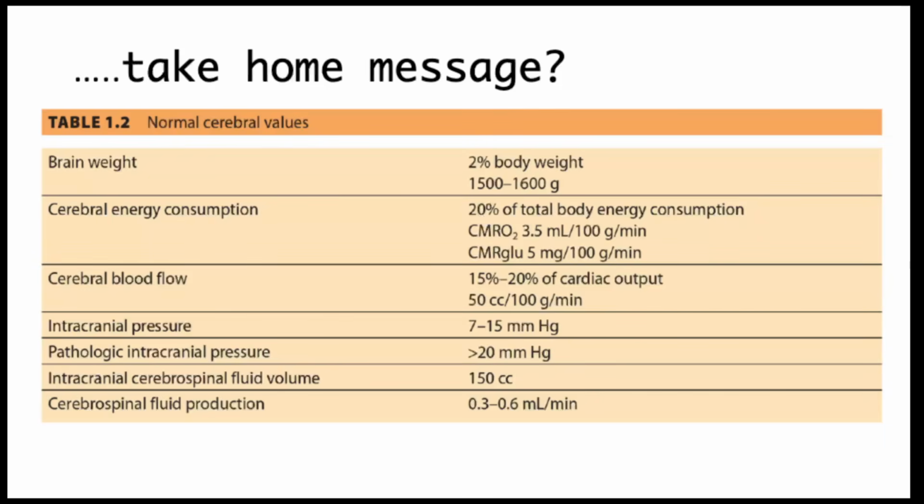Cerebral blood flow in an adult and a neonate, it's about 1/5 of cardiac output. Intracranial pressure should be 7 to 15 in adults. It should be no more than 10 in neonates. Pathological raised intracranial pressure in adults is greater than 20. In neonates, it's greater than 15. Intracranial cerebrospinal fluid volume is roughly 150 mils, and it's produced at roughly 0.5 mils per minute. So guys, that is neurophysiology relevant to the anaesthetist, both for adults and kids.